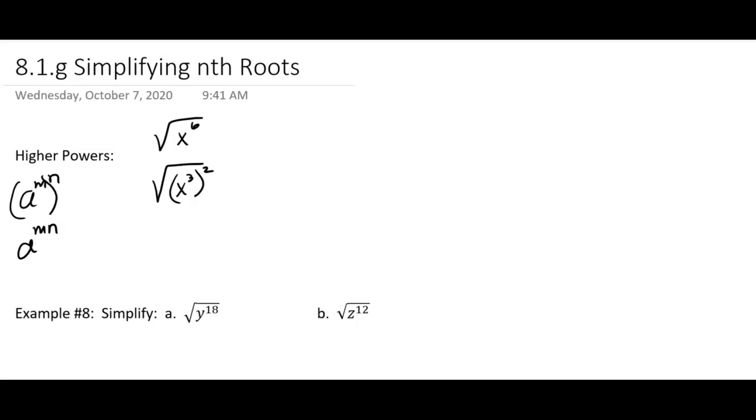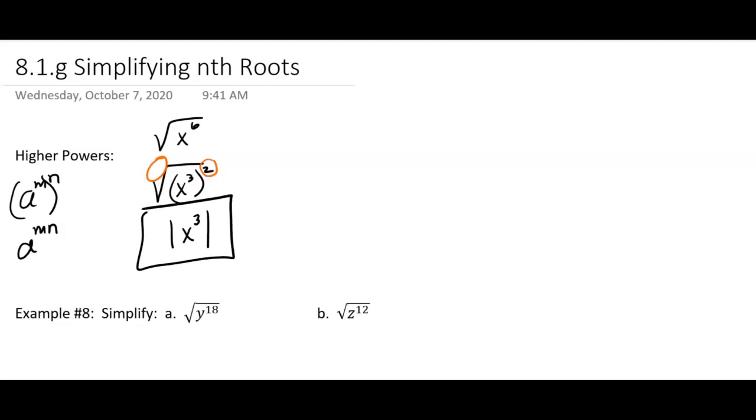Now what we're trying to do is get the index here, and that's a square root, so the index is 2. We don't write the 2 when it's a square root, but we want it to match the exponent over here. Okay. So then we can say that that equals, now it's an even root, so we're going to use absolute value of x cubed, okay? And that's the answer, and we're done.